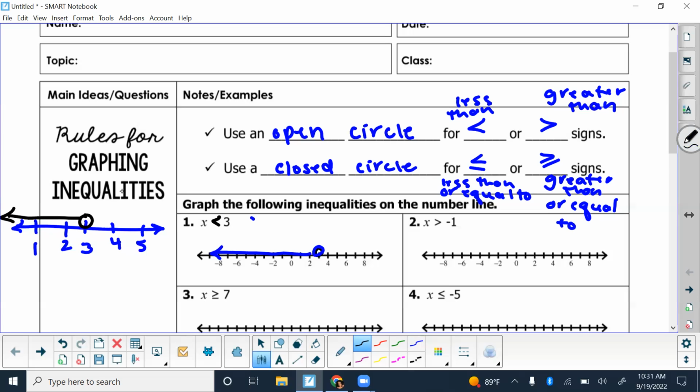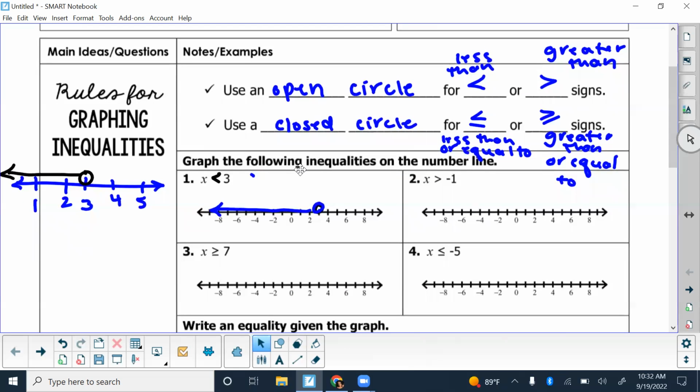Is 3 a solution to this? Is 3 less than 3? 3 is equal to 3. And so 3 wouldn't be a solution to this one. It would if I had a little line underneath it, but I don't. So everything that is to the left of the 3 is a solution. Make sense?